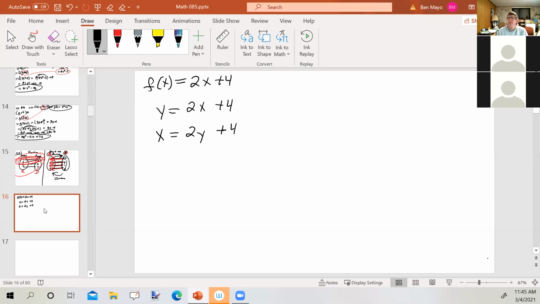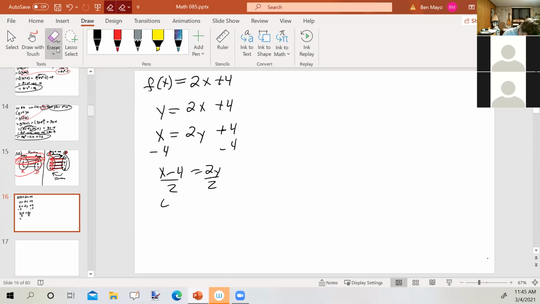All right. Step number 3 is to solve this new equation slash function for y. So I'm going to subtract 4 from both sides of the equation. I'm going to divide by 2. Whoops. So I get x minus 4 over 2 equals y.